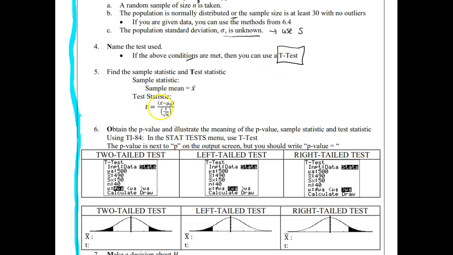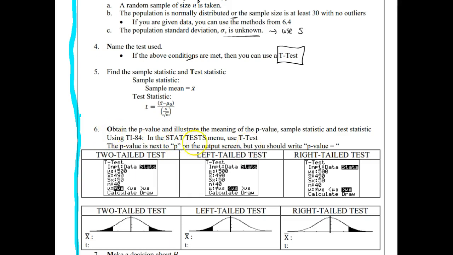So again, we're going to take x bar minus mu sub 0, to figure out how big that gap is, and then we're going to divide it by s over root n for the standard deviation. So again, t-scores are also going to count standard deviations away from the claim. And then the O in PHANTOMS, still obtaining the p-value.